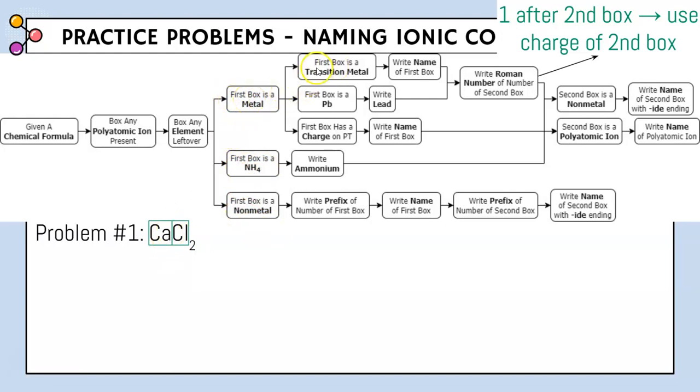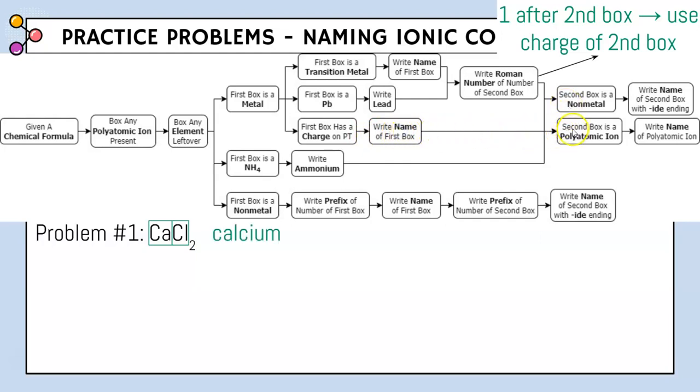Then we look and see if it's a transition metal, Pb, or has a charge on the periodic table. It is not a transition metal. It's not in the d block. It's not Pb, so we have to do this one. But calcium does have a charge on the periodic table because the periodic table tells us it's a 2+ charge. So we're going to write the name of the first box, so calcium.